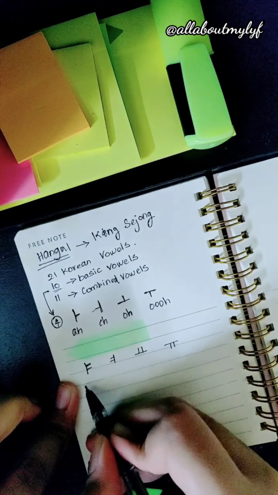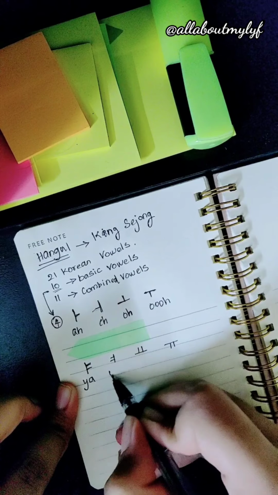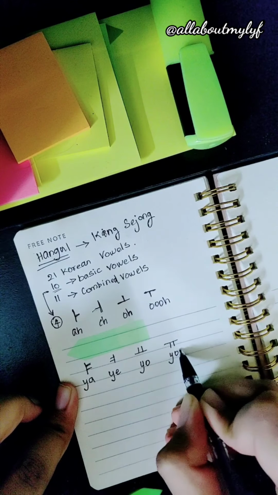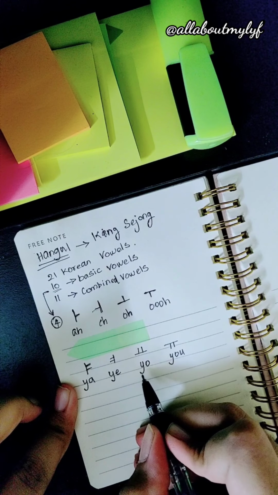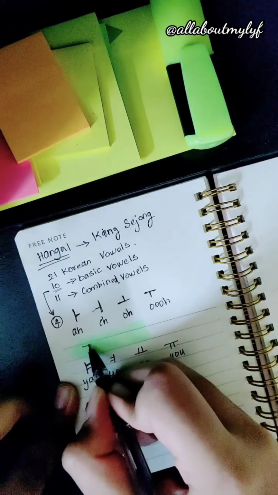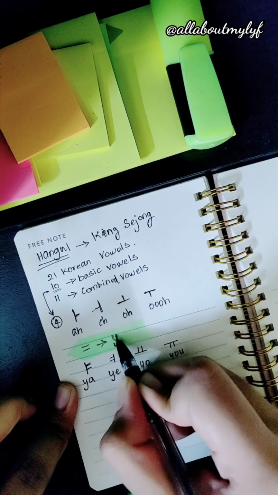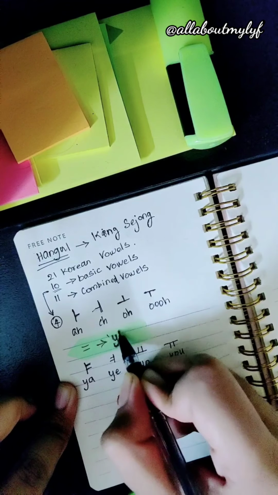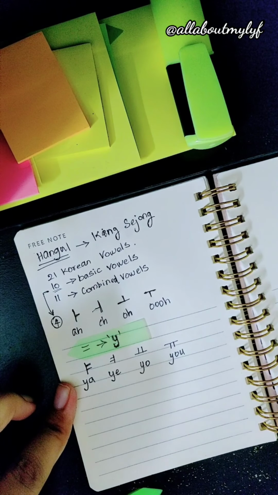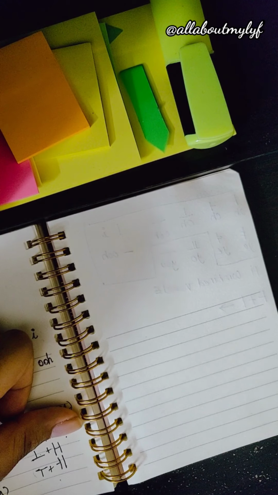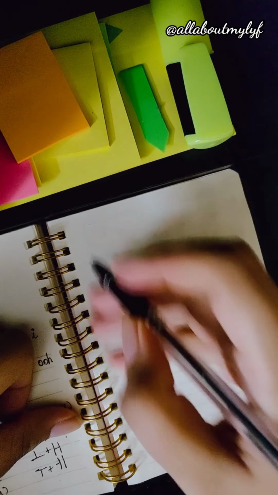So which is basically ya, yeo, yo, yu. What you have to understand is, if you have a double stroke, it will sound with a y, like ya. This is one thing that you have to understand, memorize, and keep in your mind forever. So with this you have learned all the 10 basic vowels. So we can go for the next ones.